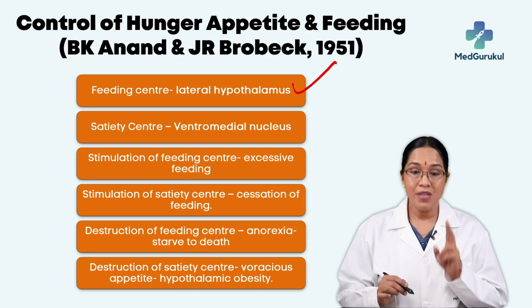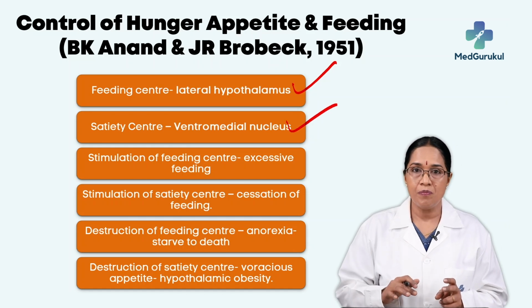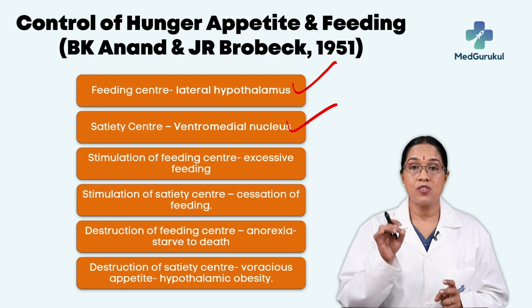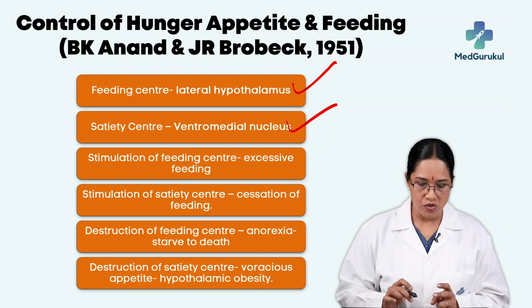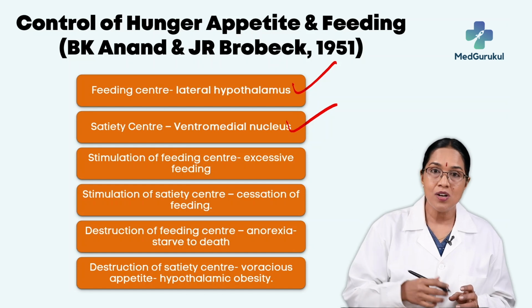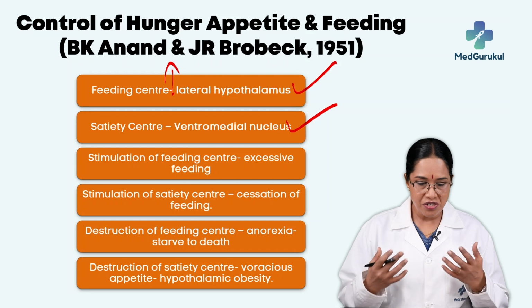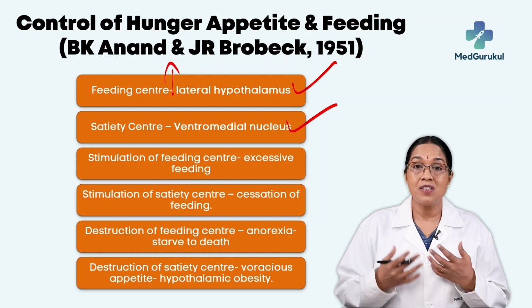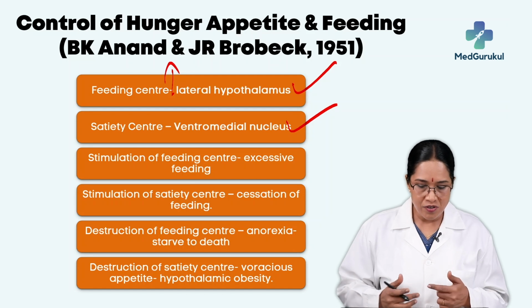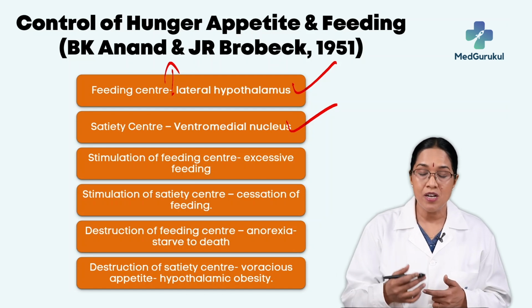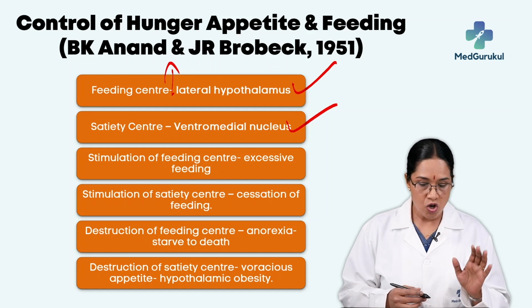The ventromedial hypothalamus is the satiety center. That means for you to feel full, for you to stop eating, the center is the ventromedial nucleus of the hypothalamus. Now, whenever the lateral hypothalamus is stimulated more, what will happen? With more stimulation of the lateral hypothalamus, there is excessive feeding. The person or the animal tends to eat more and more. And whenever the ventromedial nucleus is stimulated, what will happen? The person or the animal stops eating.